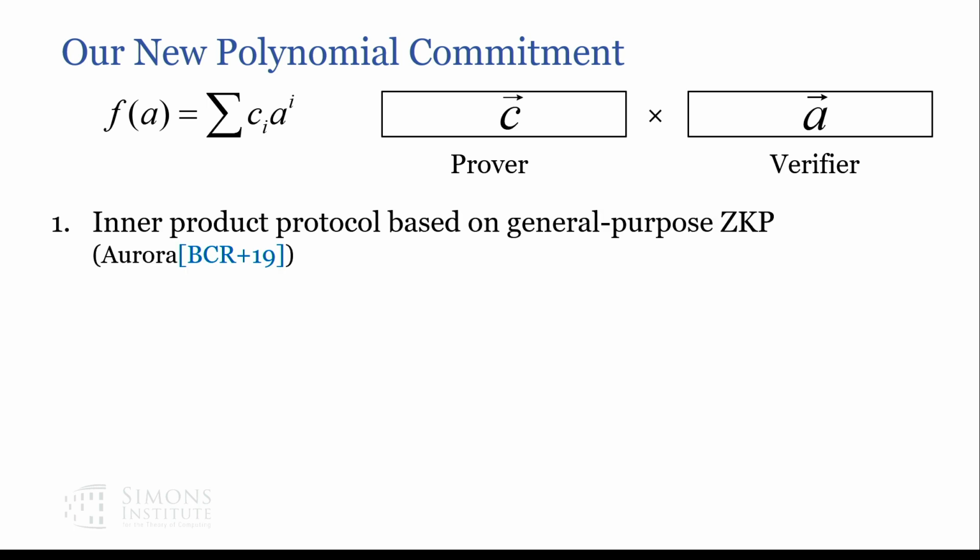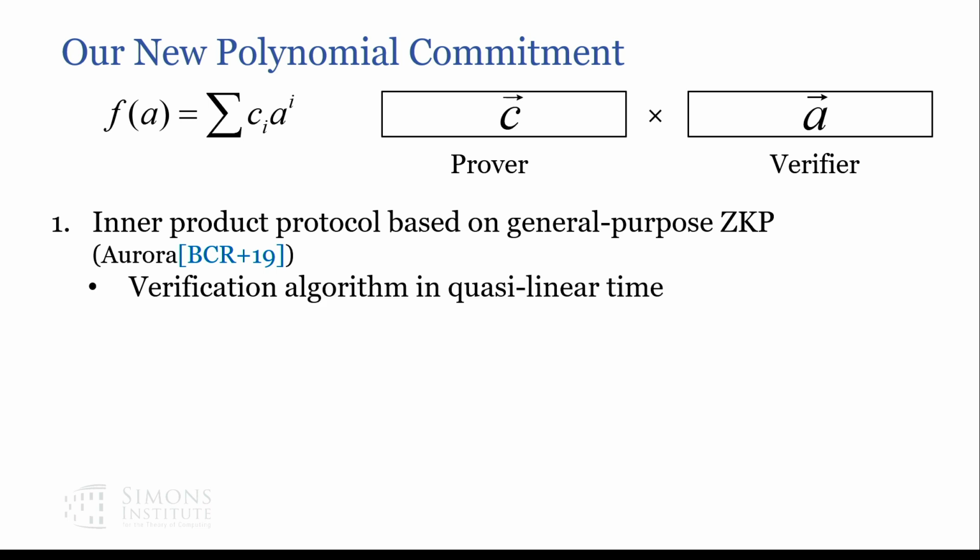In the first step, we are going to develop an inner product protocol based on general purpose ZKP. This is a little bit non-black box, but you can still think of it as just a black box use. And we are using Aurora. Okay? But as I said, the sad thing is the verification is running in linear time. Actually, the one we are using runs in quasi-linear time, just for some simple issues.